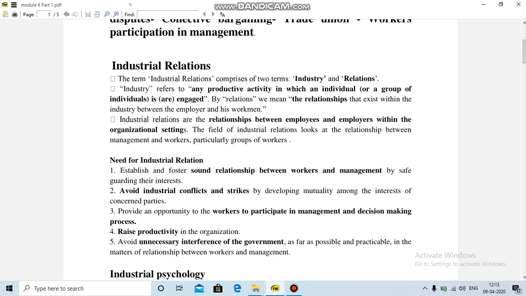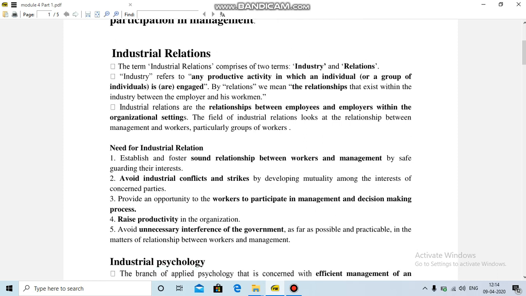Industrial relation is one of the key terms we need to know. The two terms are industry as well as relation. What is industry? Any productive activity in which an individual or a group of individuals are engaged. There are many industries, as we studied before: manufacturing industry, service industry, many types. Whatever the industry is, the relationship is very important. Relations mean the relationship that exists between the different employees in an industry, or between employee and employer in an industry.